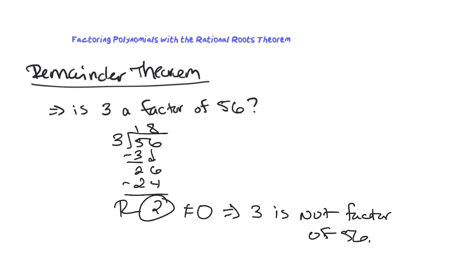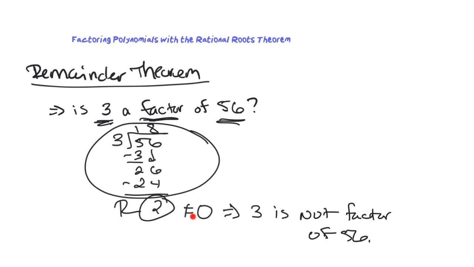So the remainder theorem is a concept that you already have a good understanding of. If you're checking if some number is a factor of something else, you divide and you see what your remainder is. If the remainder is not equal to 0, it is not a factor. And if the remainder is equal to 0, then it is a factor. So let's extend this to some polynomials.